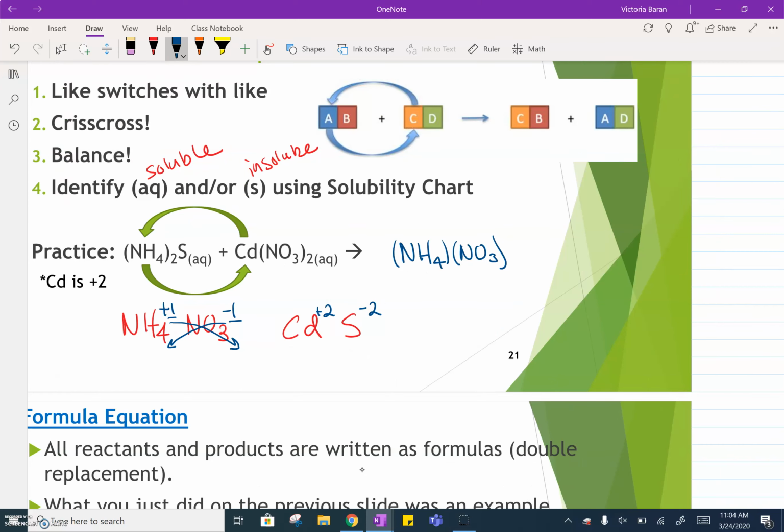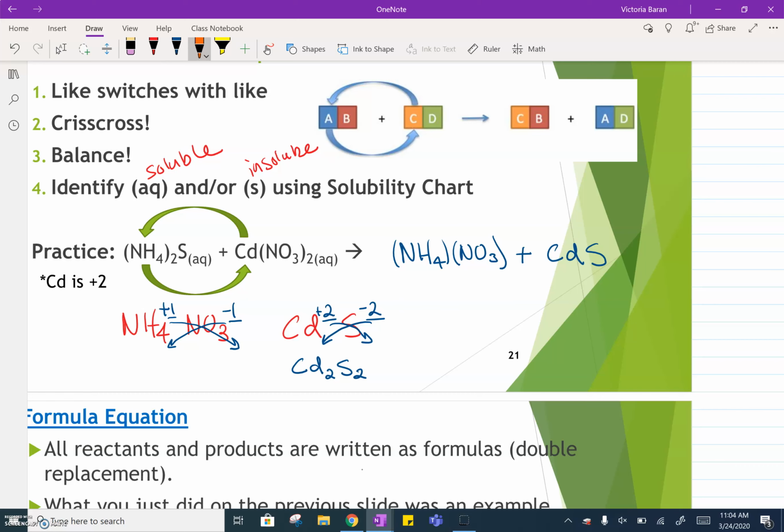So with this one, again, we do the crisscross. So this 2 becomes the subscript here. This 2 becomes the subscript here. So if you have something like this, Cd2S2, well, you can simplify that to simply just be CdS, okay? Please make sure that you simplify because otherwise it will throw off how you balance that chemical equation.